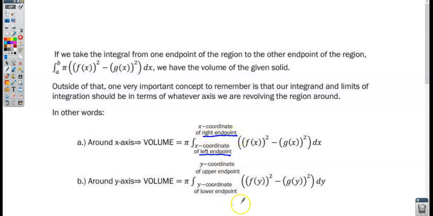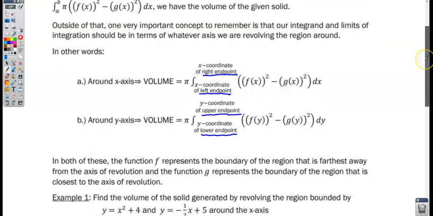And when we go around the y-axis, we want everything to be in terms of y. And we want the y-coordinate of the lower endpoint as our lower limit of integration, and the y-coordinate of the upper endpoint as our upper limit of integration. All right, so there's my setup for these problems. So let's go ahead and do a few examples here.